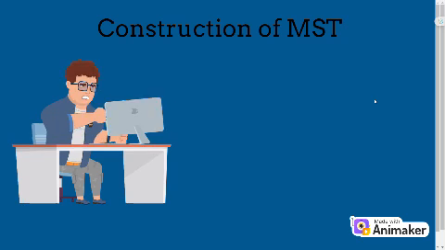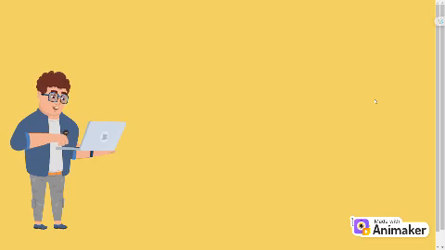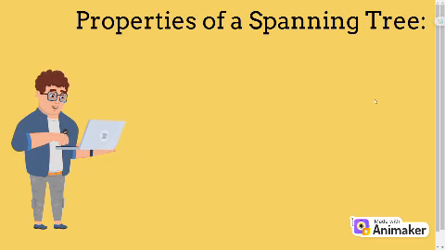The diagram below represents the construction of a minimum spanning tree. As you can see, we consider only the edges with smaller weight until they form a cycle. Now let's look into some important properties of minimum spanning tree.